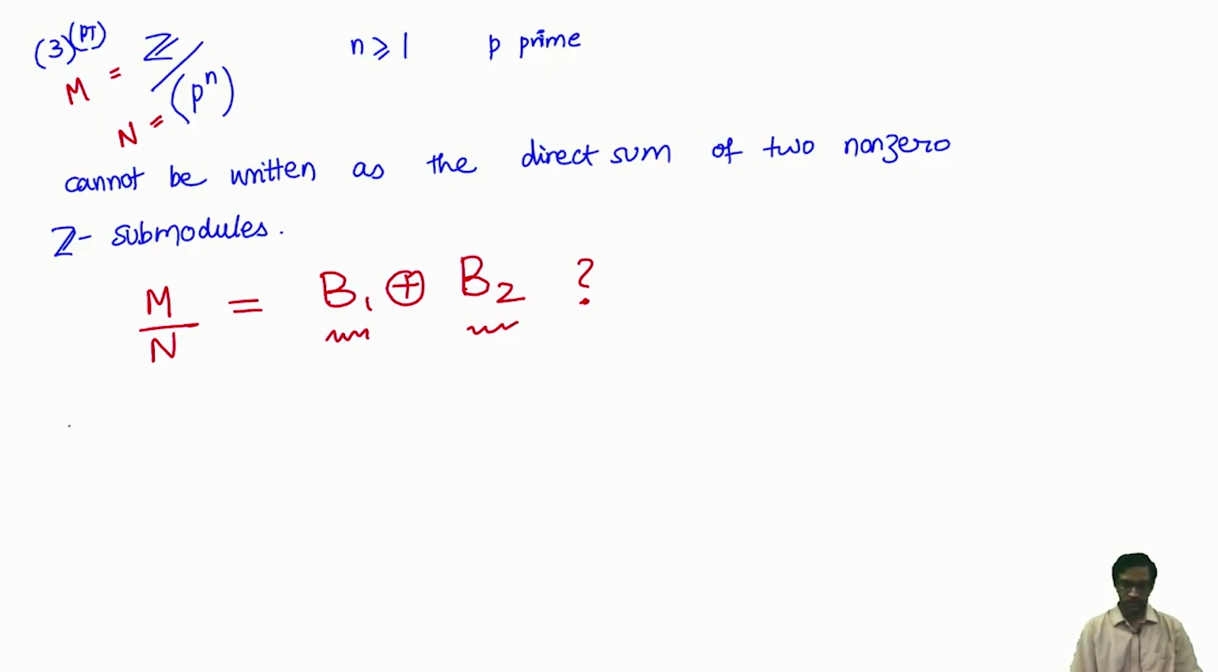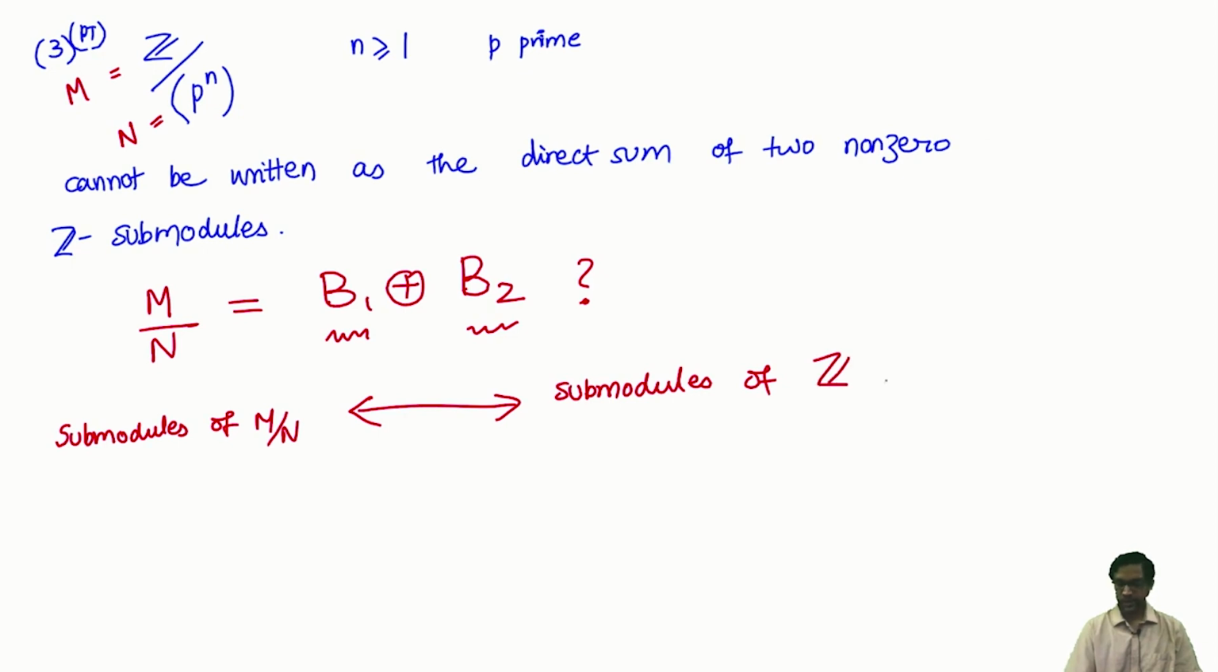And recall, by the previous problem we know what submodules of M mod N look like. Submodules of M mod N are really in bijection, you can think of them as being in bijection with submodules of M containing N. M in this case is Z, and N in this case is the ideal p to the n, or the submodule p to the n.